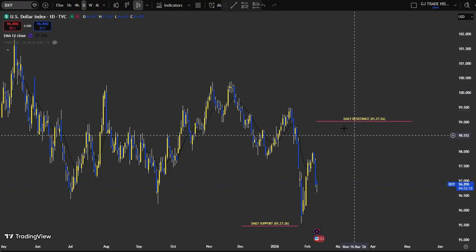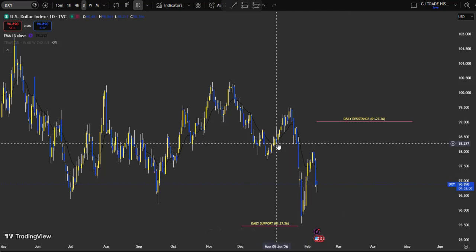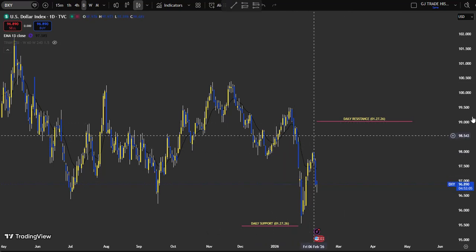So right now, just standing still on the dollar, it's performed as we thought it would, and we're just going to watch it play out and give us some more information on the next move.